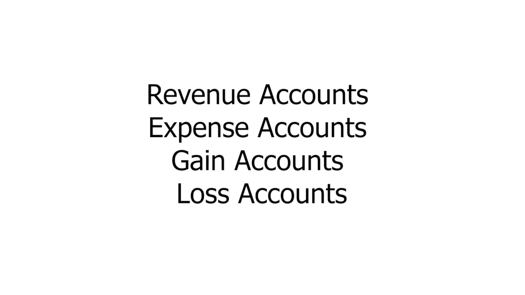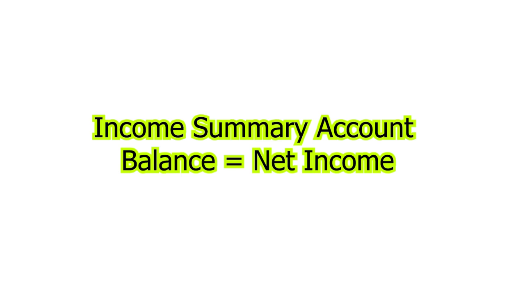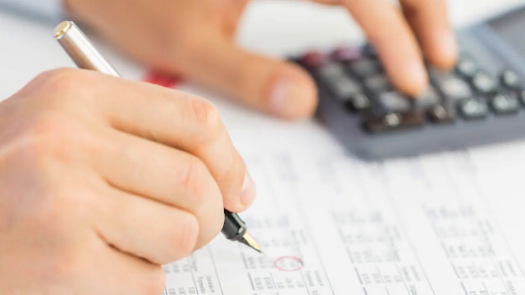So here's a summary. At the end of each accounting period, closing journal entries are made to zero out the balance in revenue, expense, gains, and loss accounts, with an income summary account being used for the other half of each closing journal entry. After all the income statement accounts have been zeroed out, the income summary account will have a balance equal to the firm's net income or loss for the period. A journal entry is then made to transfer this balance into the retained earnings account.